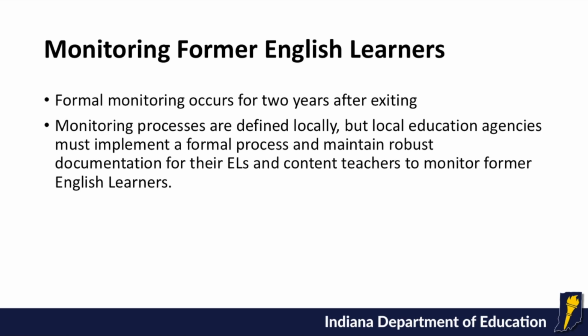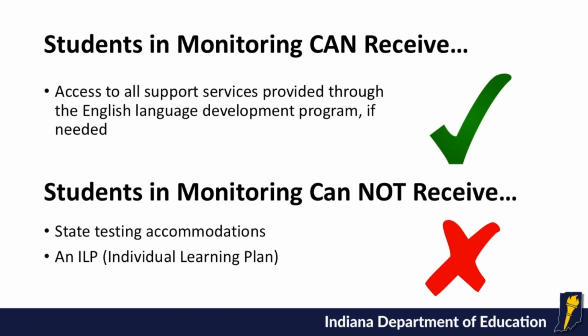The monitoring processes for former English learners are defined locally, but local education agencies must establish rigorous monitoring systems that include benchmarks for expected growth in acquiring academic content knowledge during the academic year and take appropriate steps to assist students who are not making adequate progress. Students in this 2-year monitoring period still have access to all support services through the district's English Language Development Program if needed. However, they are not eligible for state testing accommodations and will not have an individual learning plan.